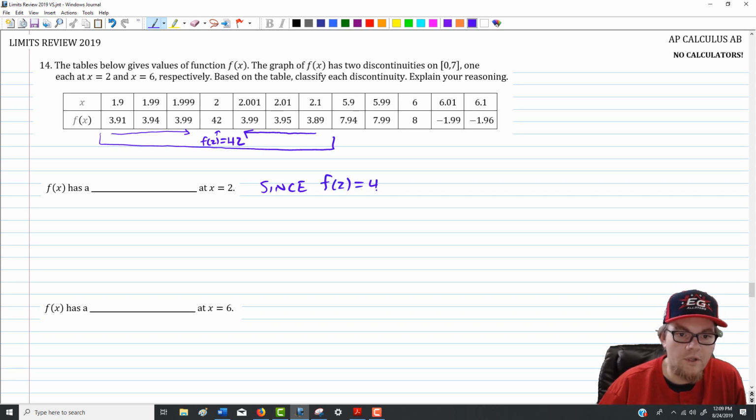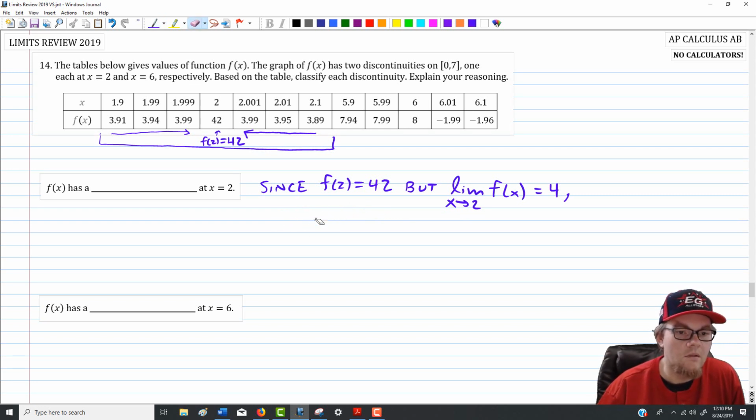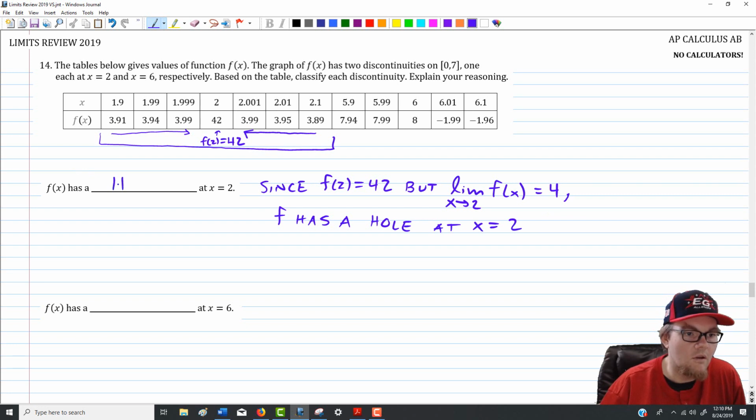Since f of 2 equals 42, but the limit as x approaches 2 of f of x equals 4, that means that the limit exists, but the point isn't in the right spot. That means we have a hole. F has a hole at x equals 2. So we're going to say hole for this case. I'm going to fill up the blank with that.